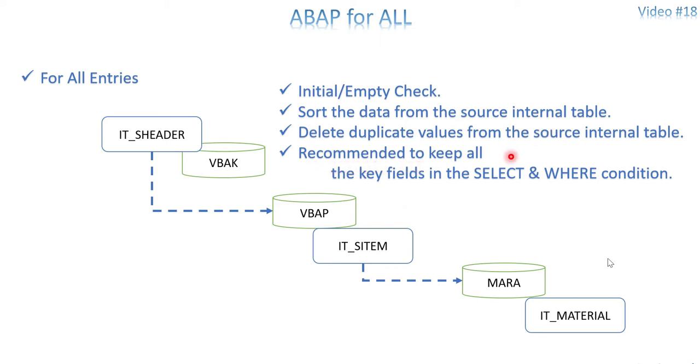It is recommended to keep all the key fields in the select as well as in the where condition. I will give an example for why. I'm saying it's recommended because it won't give any syntax error. If you don't add all the key fields in your select or where condition, it won't give any syntax error, but it might give some data which is not relevant or not what you expected from your business requirement. Or sometimes you're expecting 10 rows but it gives only one row from the database table, and you're not aware why it's giving only one row, not all the 10 rows. So the recommendation is, if you use FOR ALL ENTRIES, please use all the key fields in your select as well as in your where condition.